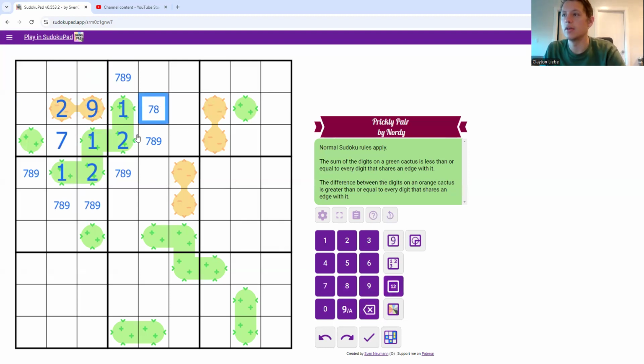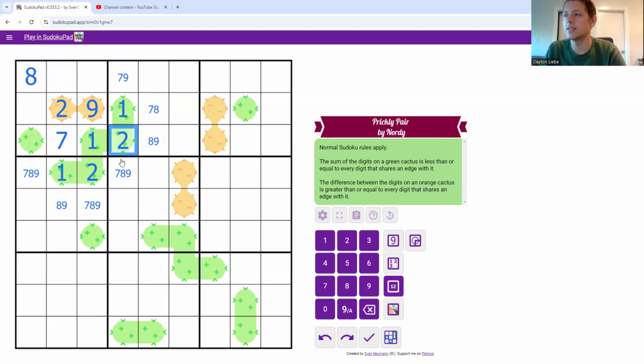This is not a 9 anymore. This is not a 7, and this is not a 7. We need to put an 8 somewhere in this box. And if we know the rules, all of these digits have to be smaller than this digit. So this digit could never be an 8. These digits have to have a difference of less than 7. So this is an 8. This is no longer an 8.